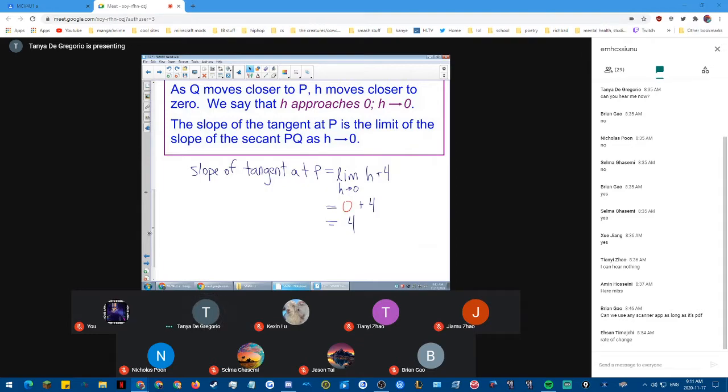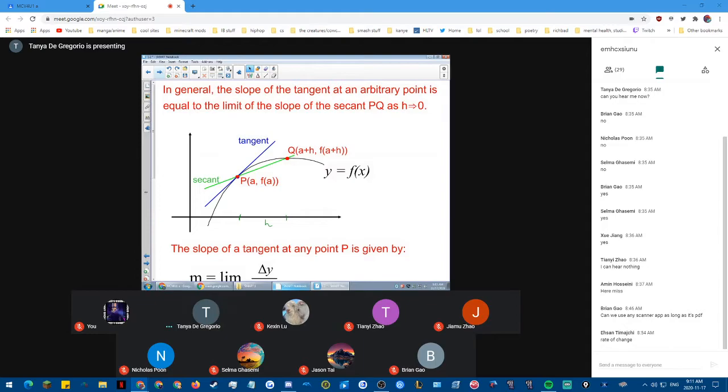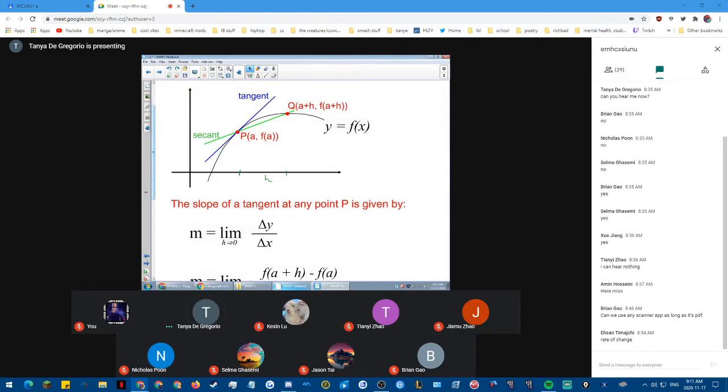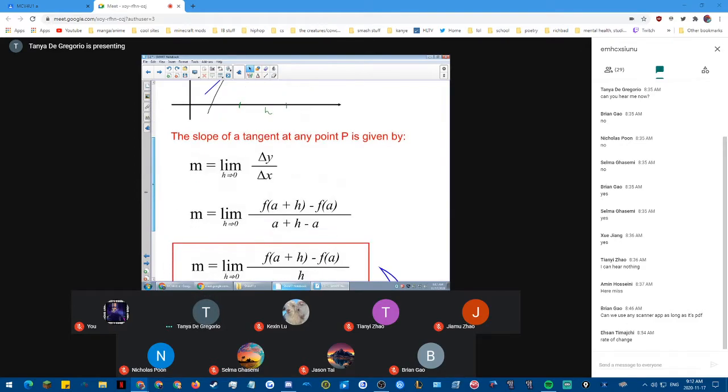So, in general, the slope of the tangent at an arbitrary point, that just means at any point, okay, is equal to the limit of the slope of the secant PQ as H approaches 0. So that's how we define the slope of the tangent. So there's my secant, it's green. My tangent is blue. You see how it's only hitting one point on my curve. So the slope of a tangent at any point P is your slope, right? Because that's what we're finding, slope, right? Slope is equal to limit as H approaches 0 of the slope of your secant, which is just delta y over delta x.